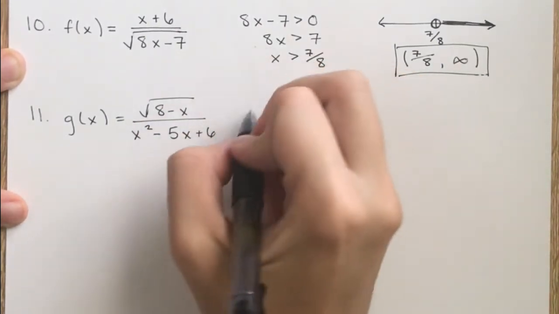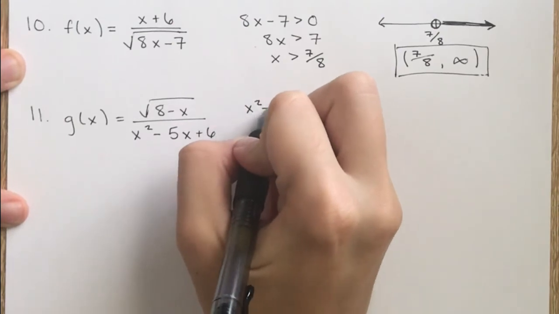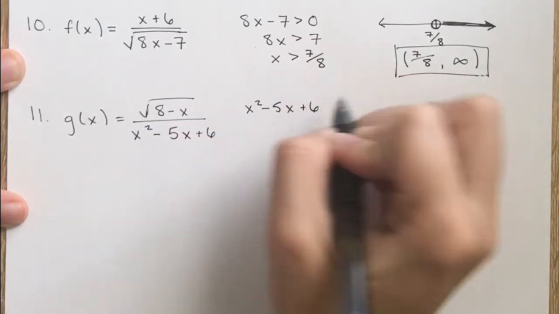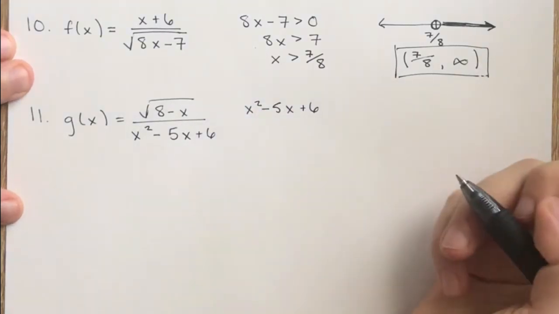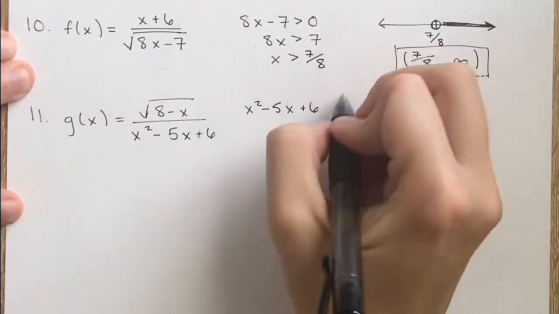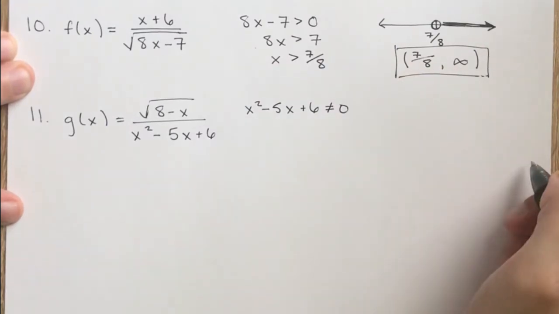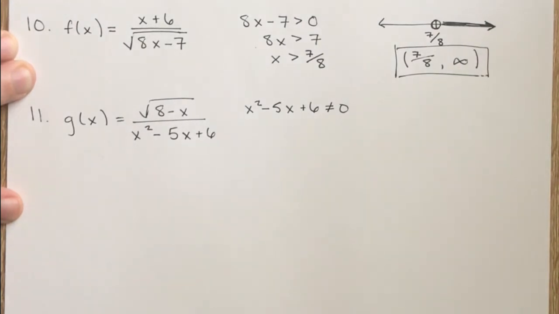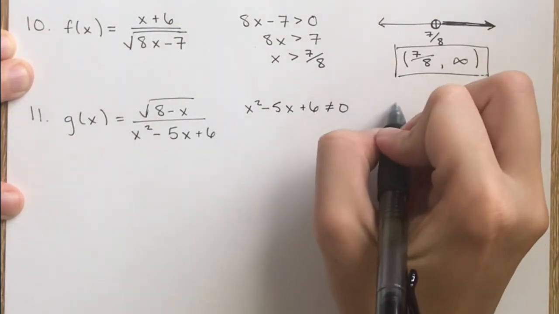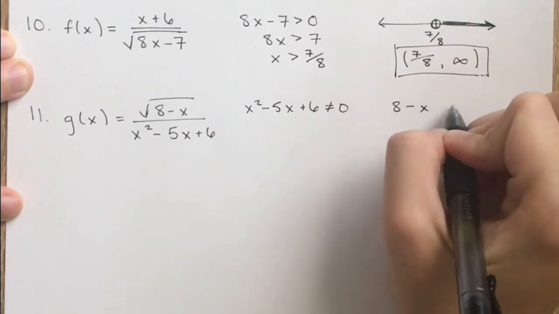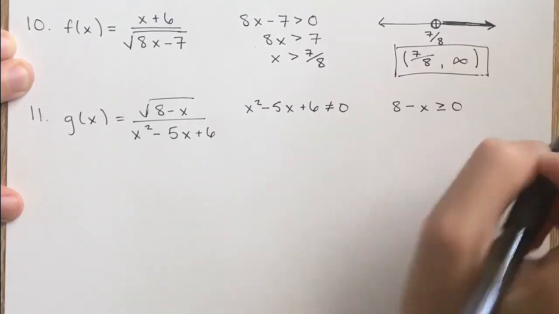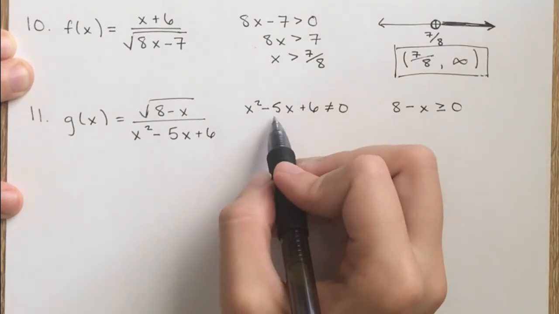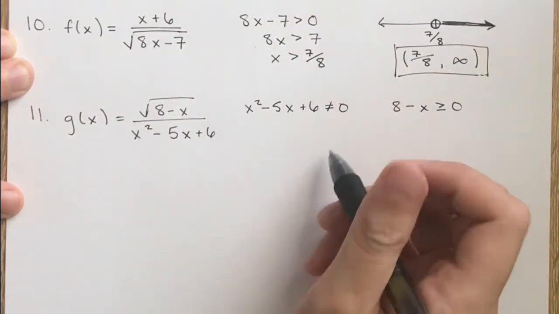So our denominator here, when we have a denominator, what do we do? Well, we know that we can't divide anything by 0, so our denominator can't be 0, so we set it not equal to 0. What do we do on top? Well, we know when we're dealing with square roots, we can't take the square root of a negative number. It does not give us a real number solution. So we take what's underneath, 8 minus x, and set it greater than or equal to 0. So let's solve these both for x.